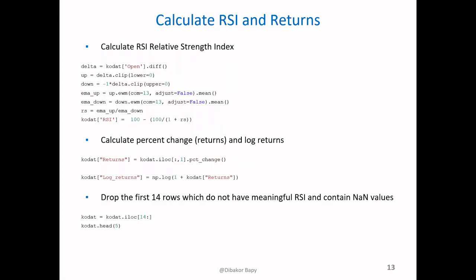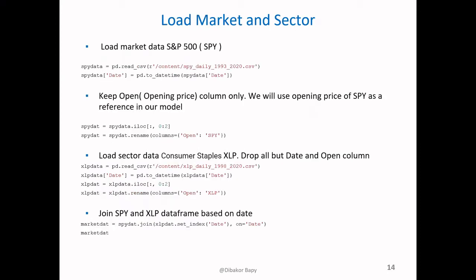After I load the main stock data, Coca-Cola, using a Pandas data frame, I calculate RSI and percentage change on the opening price. Here I drop the first 14 rows because the RSI calculation uses an exponential moving average of the last 13 data points. And then I load the market and sector data.